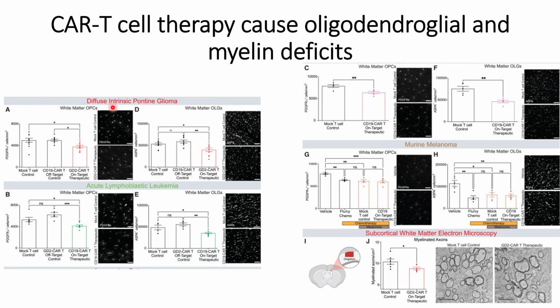First, they checked it in diffuse intrinsic pontine glioma, and here they checked the white matter oligodendroglial precursor cell formations. They can see that in the GD2 CAR T on-target therapeutic approach, they see reductions in oligodendroglial precursor formations. At the same time, they also see reductions in the white matter oligodendroglials in these on-target GD2 CAR T cell models.